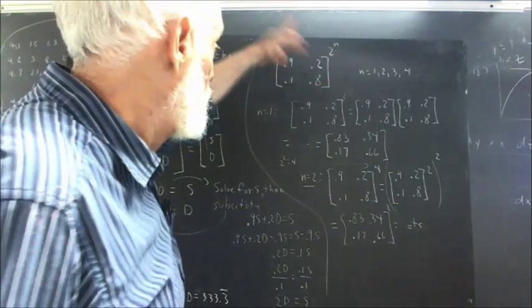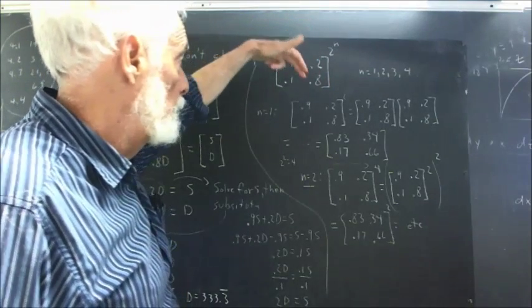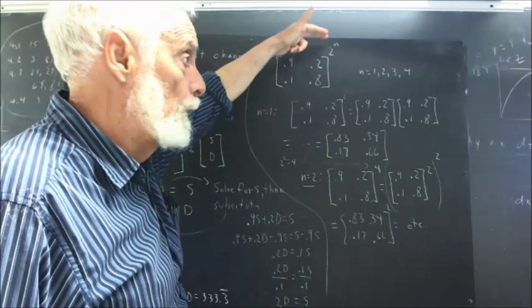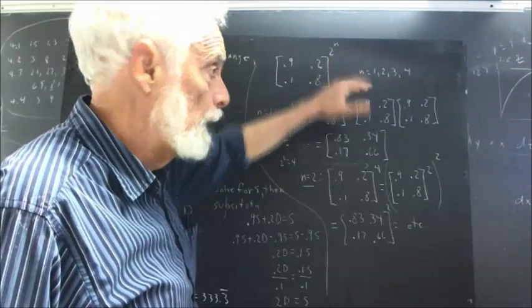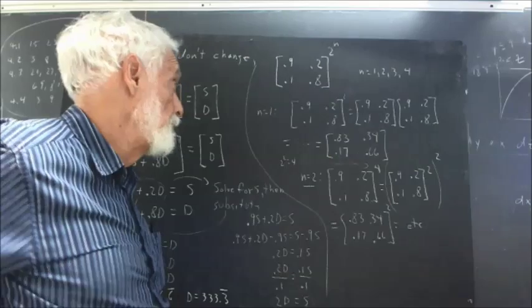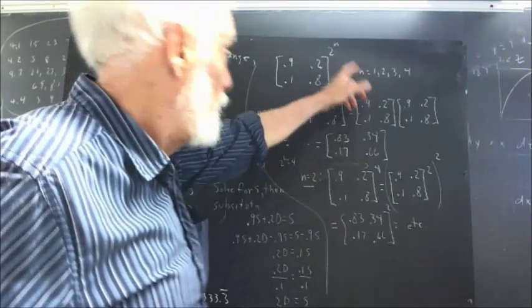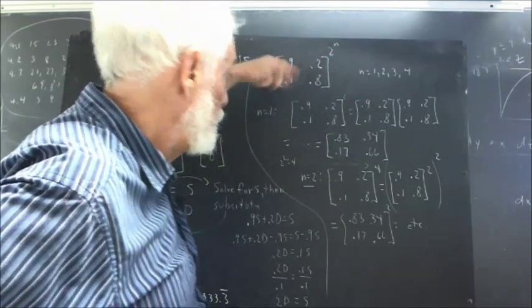Okay, here we have 0.9, 0.2, 0.1, 0.8 raised to the 2 to the n power for n equals 1, 2, 3, 4. And we want to see how to calculate these matrices. Okay, so if n equals 1, then 2 to the n equals 2.